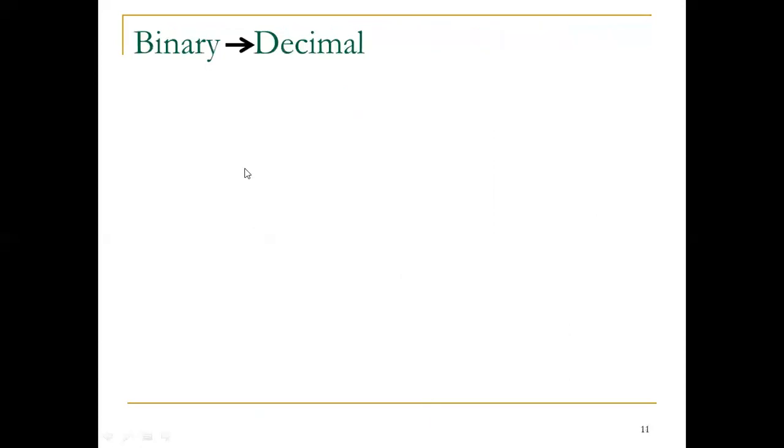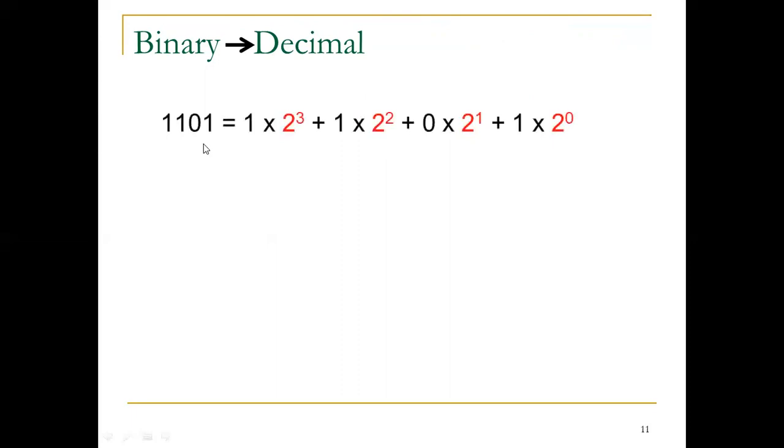Then again we need to convert the binary into its equivalent decimal number. So let us see one simple example. This is a binary number because it is represented by zeros and ones only. Now this 4-bit binary number should be converted into the equivalent decimal number.